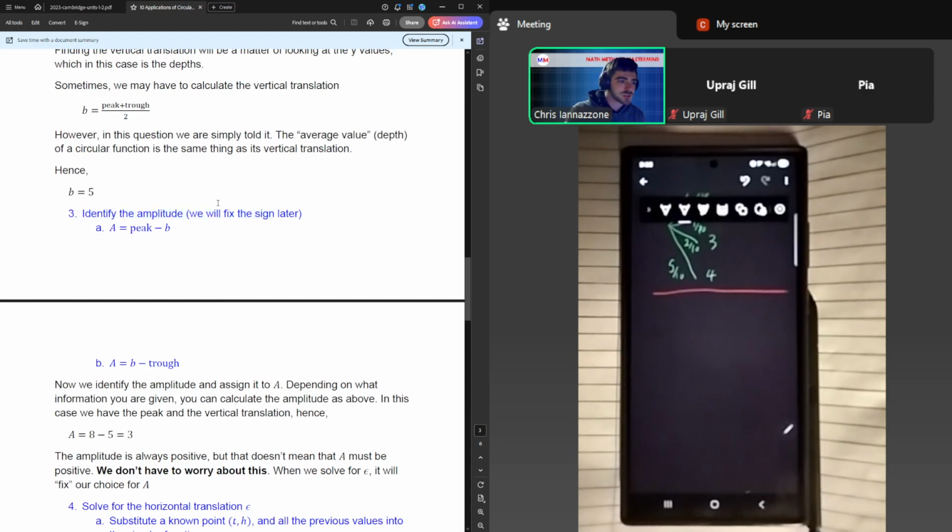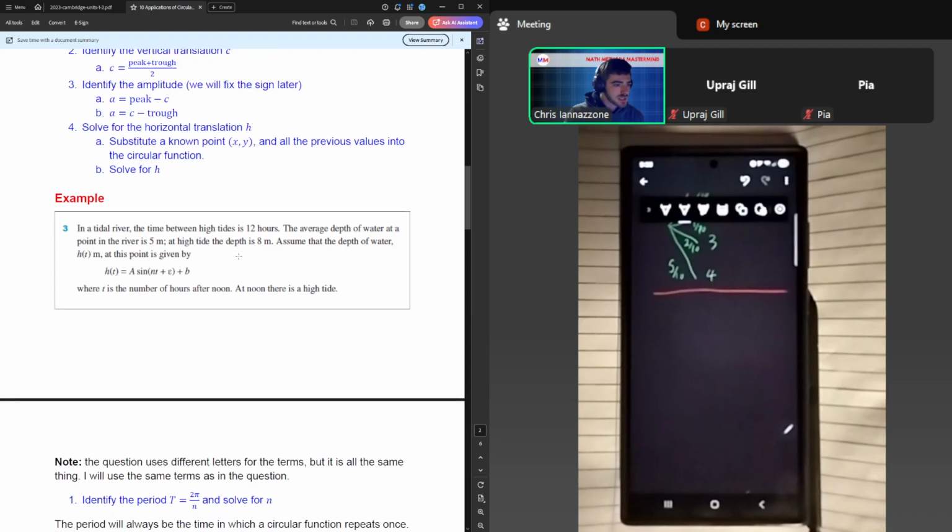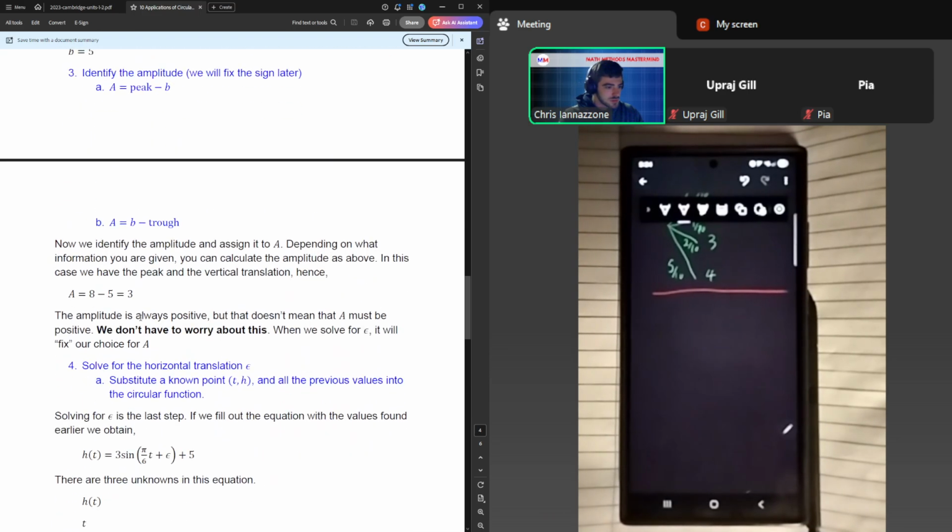Next up, now that we have those two terms, we can usually identify the amplitude. You can do that by taking the difference between the peak and the mid-level, or the trough and the mid-level. It doesn't matter which way you do it. In this case, we are told the average is 5 and the high tide depth is 8. So we have the peak and the middle, and the amplitude is the difference between those two things. 8 minus 5 gets us an amplitude of 3. Strictly speaking, this could be both positive or negative 3, since it's really just the capital A term out the front.